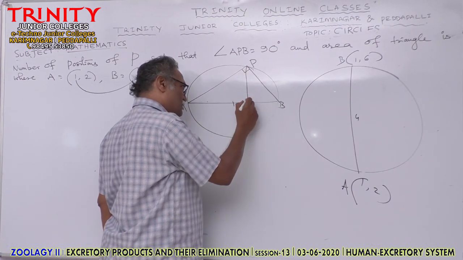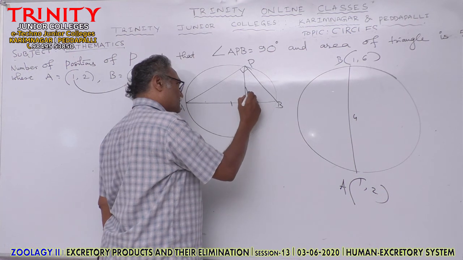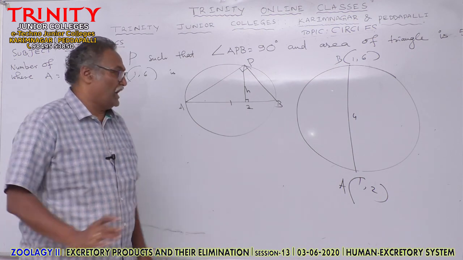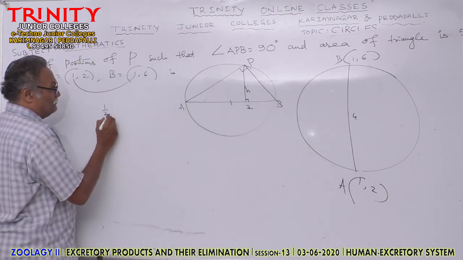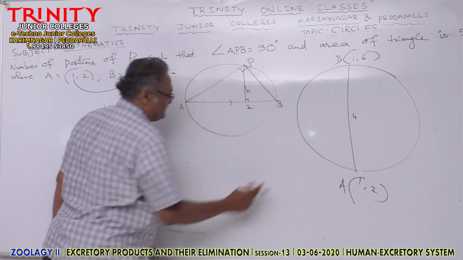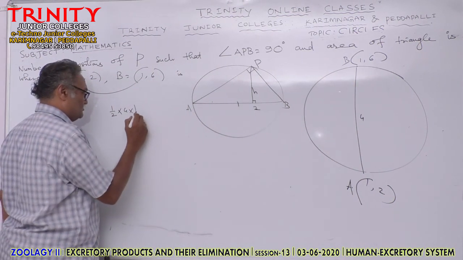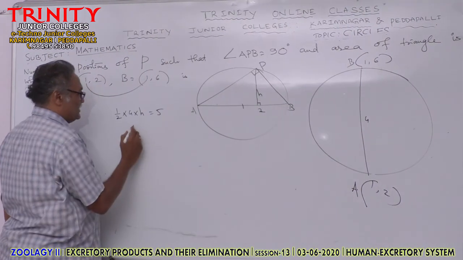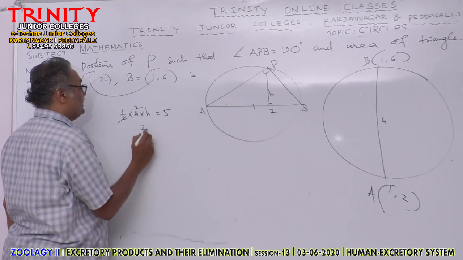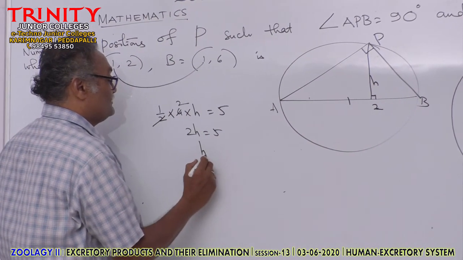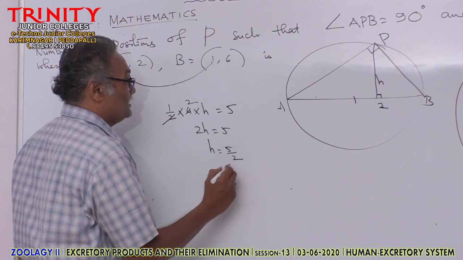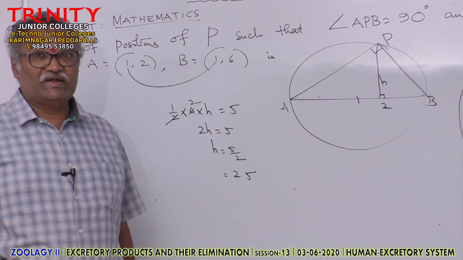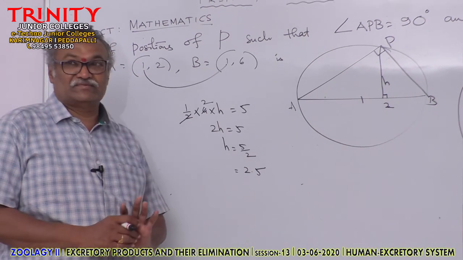Let this distance be h units. Area of the triangle formula: half into base into height. Half into base, that is 4 units, into height equals 5 square units. It is given. So 2h is equal to 5. H is equal to 5 by 2, that is 2.5. Height of the triangle is 2.5.